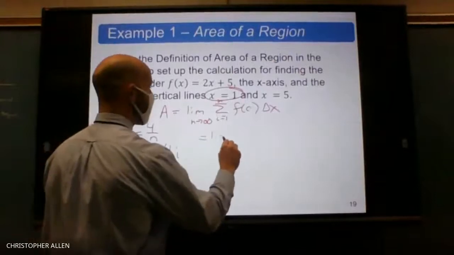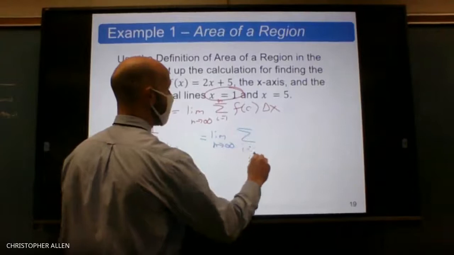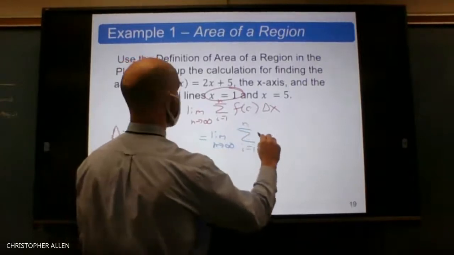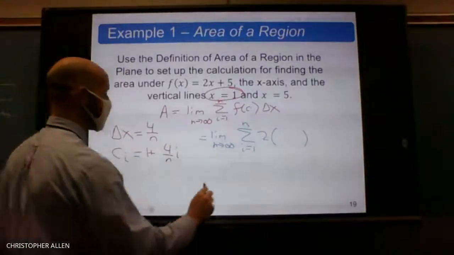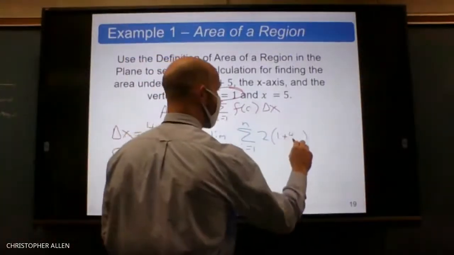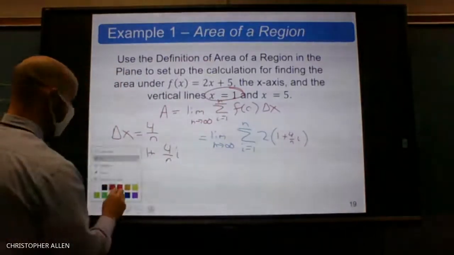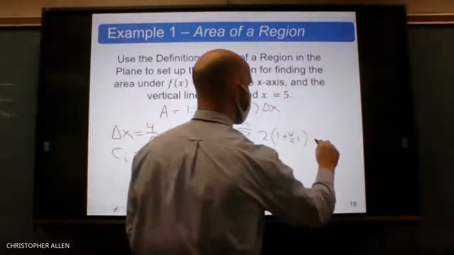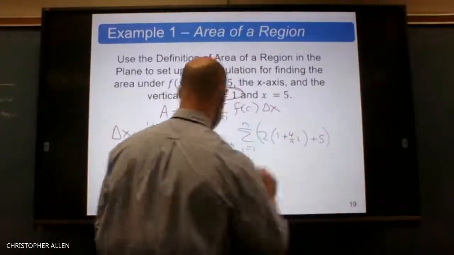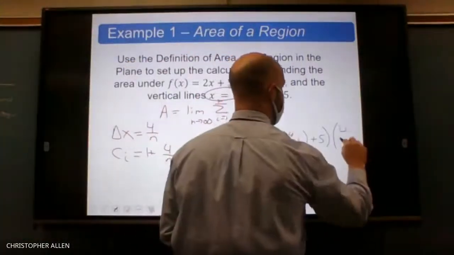So this is going to be the limit as n goes to infinity. We're still doing the sum from 1 to n. And now we're going to have 2, and then in parentheses, this is where we're going to write that red stuff. It's going to be 1 plus 4 over n times i. And then let's go back to blue, plus 5. And then over here in red, I got to write this guy again. So this is 4 over n.